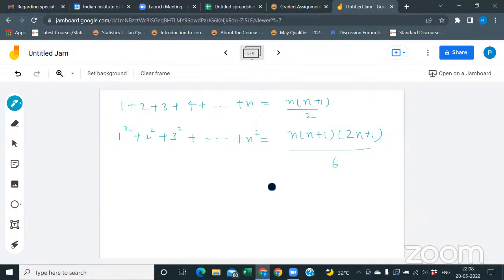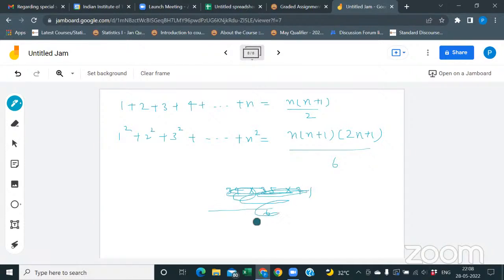Okay, thank you so much. You do not need to compute 34 square plus 33 square plus 32 square. That would be a little bit tedious. Here you just put n as 34. So 34 into 35 into 71 divided by 6. That's it. Thank you, sir.